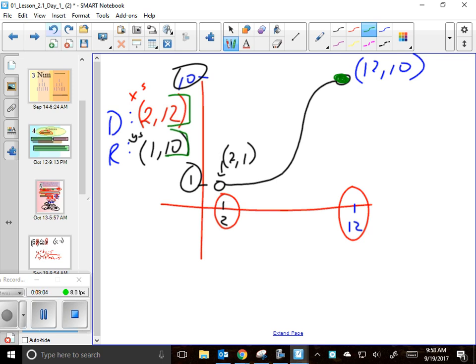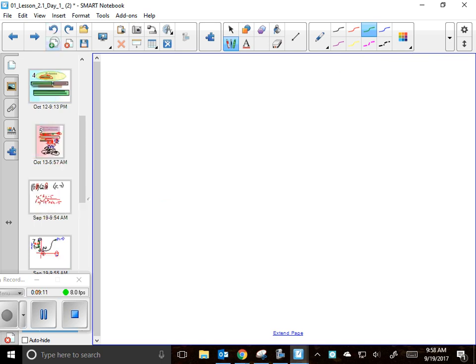All right. That's domain and range of something where you have a picture. All right. What if you have an equation? You know what the easiest thing to do is? Make it into a picture.